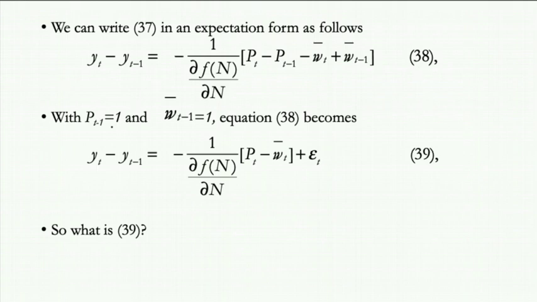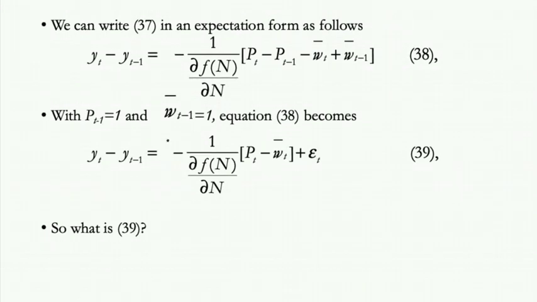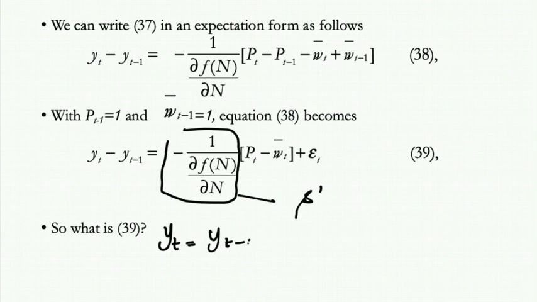Now next, assume that P(t-1) is 1. Assume that W(t-1) is 1. So 38 boils down to 39. Here, if we look at this bit, we can replace it by the term beta prime. So here we can rearrange 29 so that we get something like this: Y(t) equals Y(t-1) plus beta prime in bracket P(t) minus W(t) bar plus error terms.